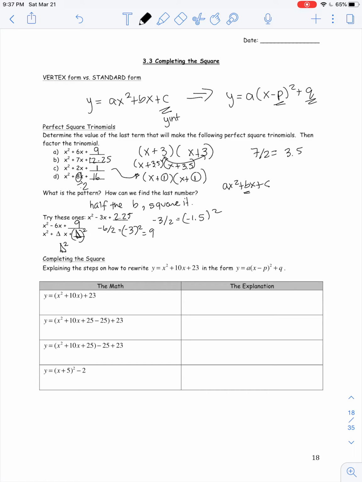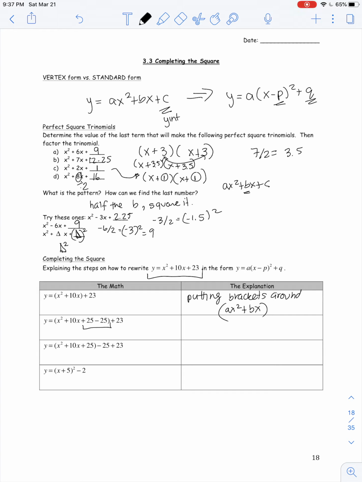So the first step we would do, when we're starting with the standard form, is put brackets or parentheses around anything that has the variable x. In our case, it's the ax squared plus bx part of the equation. Okay, so put brackets around the terms with the variables.